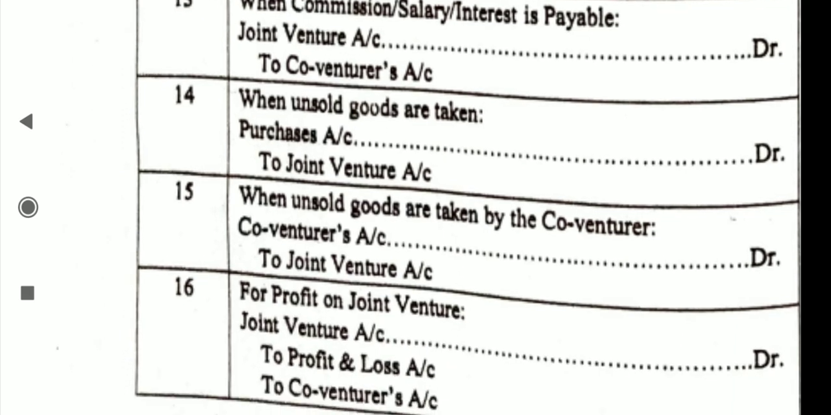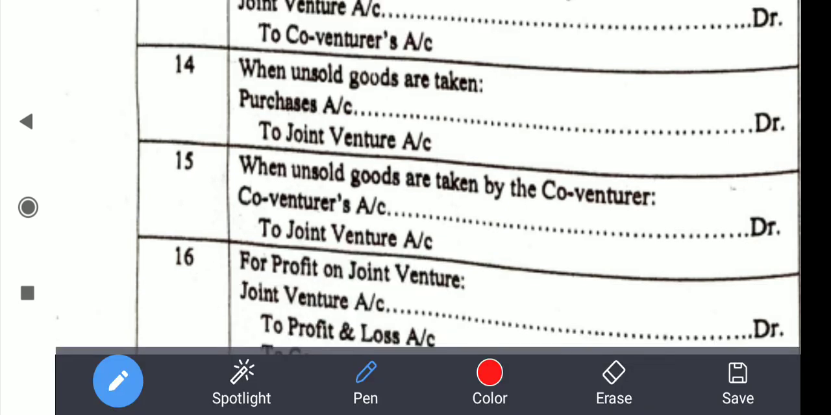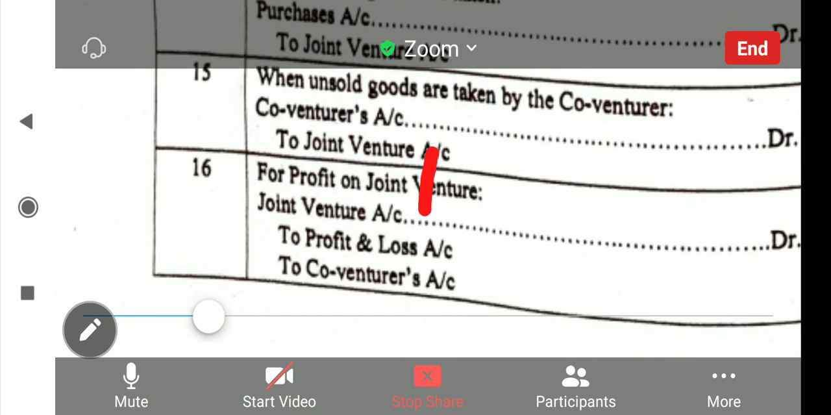When unsold goods are taken, if any unsold goods are taken by the joint venture, you have to write purchase account debit to joint venture account. If unsold goods are taken by the co-venture, co-venture's account debit to joint venture. At the time the joint venture takes unsold goods, you have to write only purchase account debit to joint venture account. But if the unsold goods are taken by the co-venture, the journal entry is co-venture's account debit to joint venture. Then the profit for the joint venture.